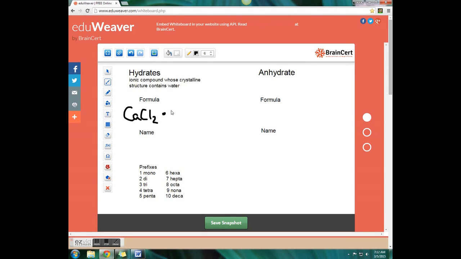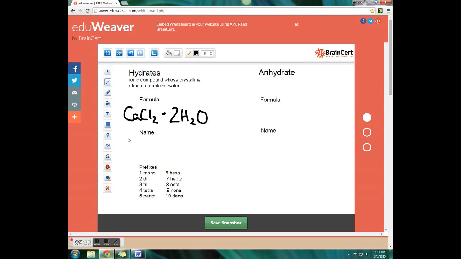We use a dot to separate the salt from the water. This is not a multiplication dot like it is in math, it's just a dot. And then we write a coefficient to indicate how many water molecules there are in the hydrate. So we have a salt whose crystalline structure contains water. Two waters for every one ionic compound of calcium chloride.